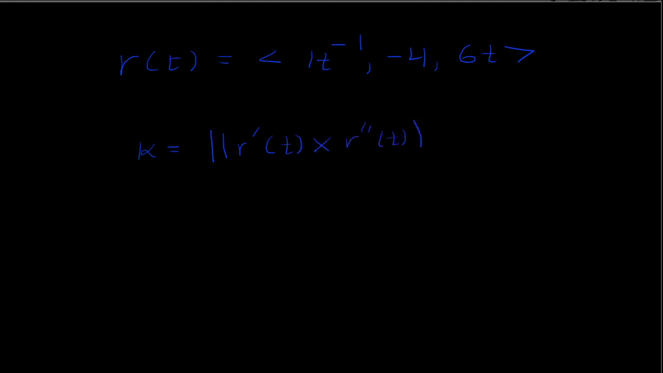Okay, next we'll be looking at finding the curvature. So let's say we're given r of t to be 1 times t to the negative 1, negative 4, and 6t. And we want to find the curvature. So the formula that we were looking for the curvature is the length of r prime cross r double prime over the length of r prime to the third power.